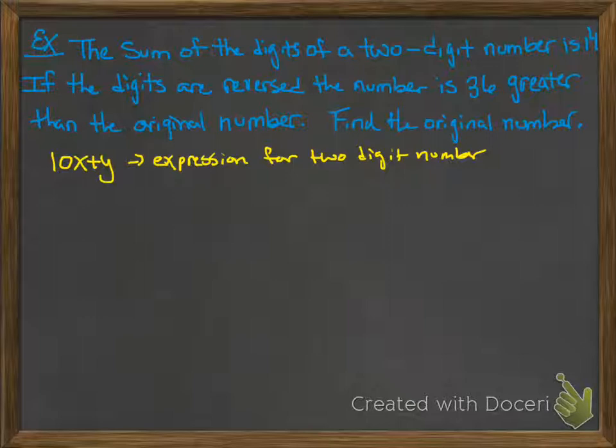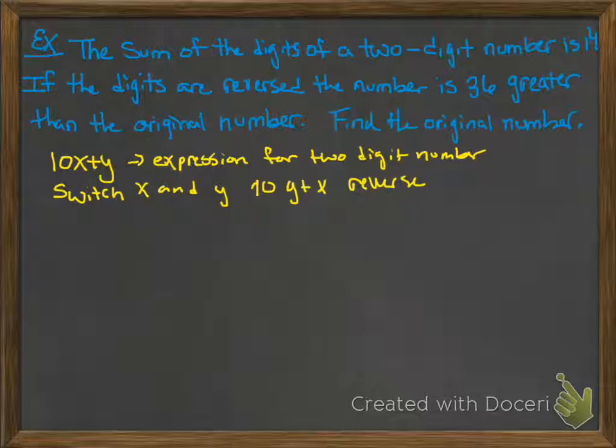We can then reverse it by switching our x and y's, which reverses our two-digit number. So if we switch x and y, we end up with 10y plus x, which reverses the two-digit number.